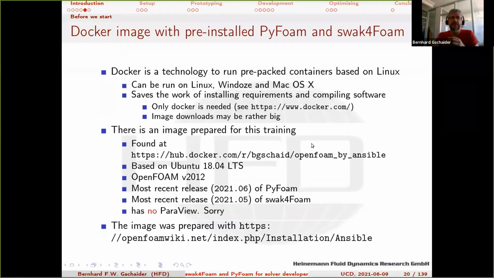There is a Docker image with basically all the software that you need pre-installed, and there are also the example files of the examples that I'm going to show you. They are also inside of this Docker image. So if you have Docker on your machine, then you can try the things that I'm showing you here without any further software installation. There is no ParaView in this Docker image because ParaView in Docker images is a nightmare.